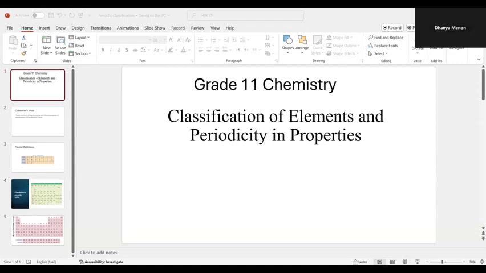Okay, so today we are going to learn about the history of the periodic table, how we got the modern day periodic table, and also about some trends in the properties. Now, first of all, the question that came up was: what was the need for the periodic table, or why was it necessary to classify the elements?